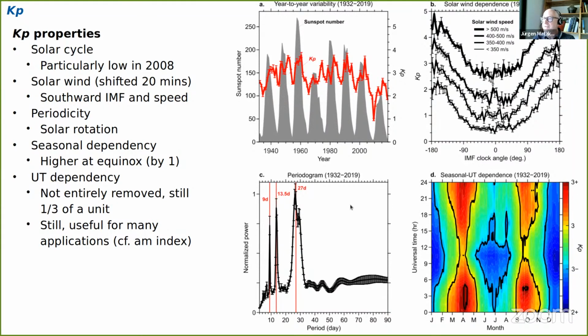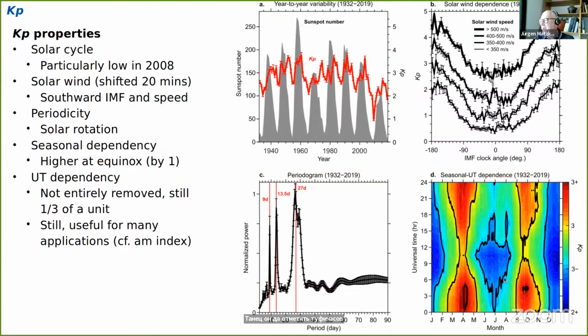KP also has periodicities. Here on the lower left side is shown the periodogram for the almost complete KP series. You see a very strong peak at 27 days, which is due to the solar rotation. And since there can be several sunspot groups on the solar surface, there also come these 13.5 and 9 day maxima in the periodogram.